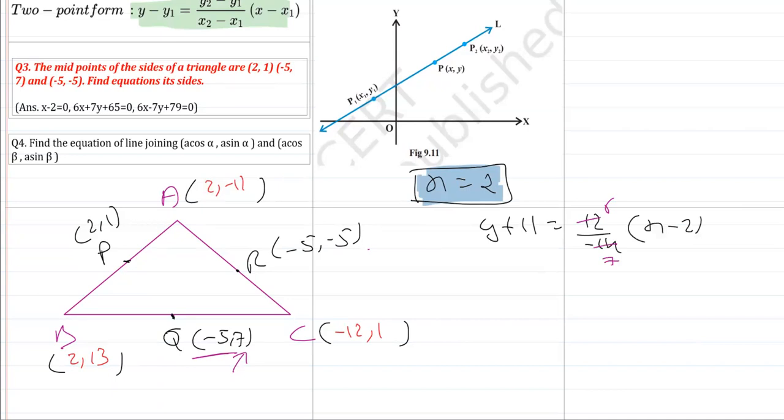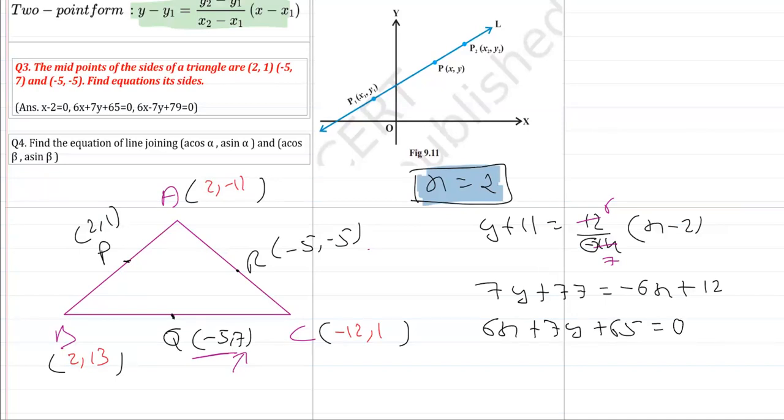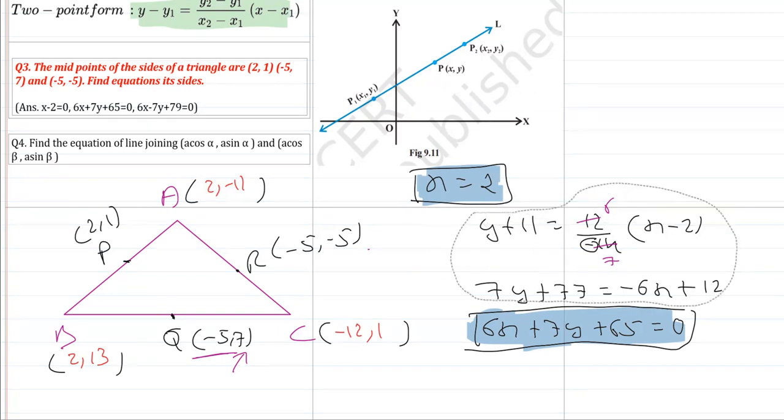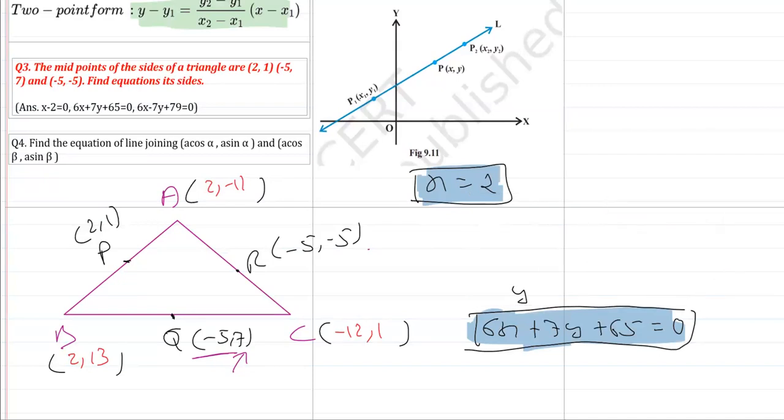Transposing 7 to the left, what you'll get here is 7y plus 77 is equal to minus 6x, minus I kept in the numerator, minus 6x and plus 12. Now keeping all on the left, it is 6x plus 7y plus 65 equal to 0. So this gives us the equation of the other line, say this time the equation of the second line, that is AC. Now similarly, we can obtain the equation of the third line. I can erase this working and obtain the equation of the third line.